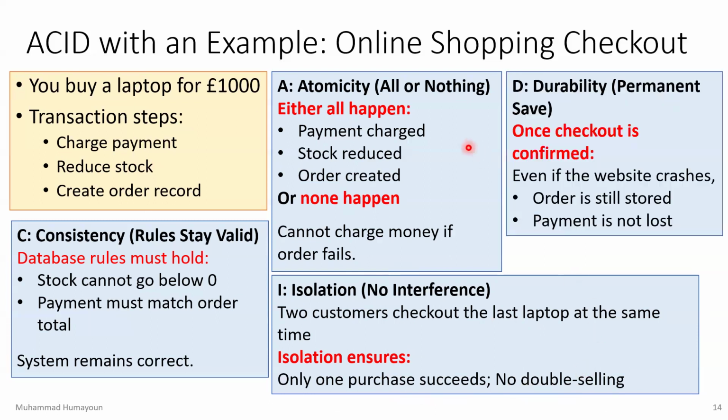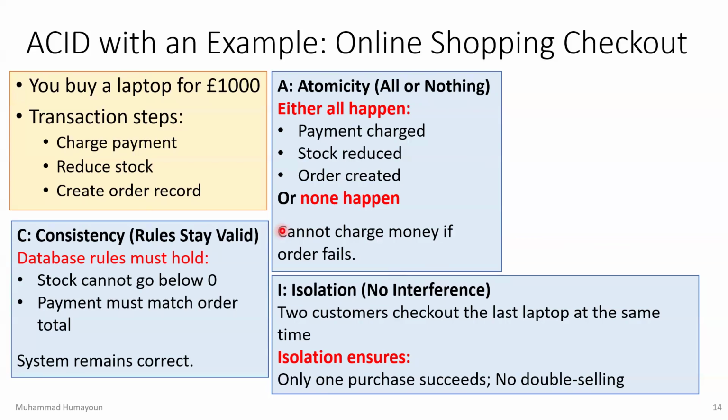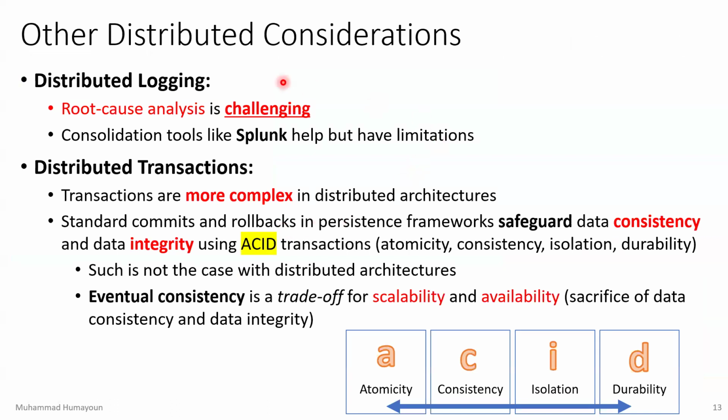And finally, durability is about permanent saving of those records. Once checkout is confirmed, it doesn't matter if the website crashes, something happens to our system, the distributed system is down, or whatever happens, orders should still be stored and payment should not be lost. So that is what durability means. These are ACID properties that are ensured in monolithic architectures. However, in distributed architectural styles, we go for eventual consistency at the expense of ACID properties. We sacrifice some of these.